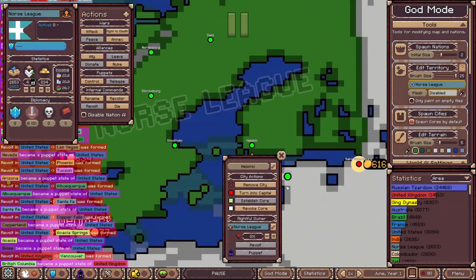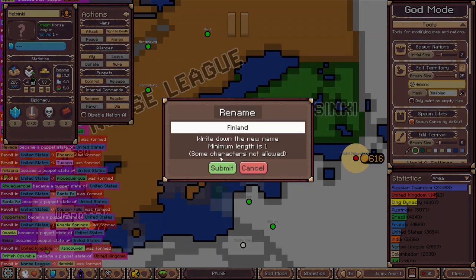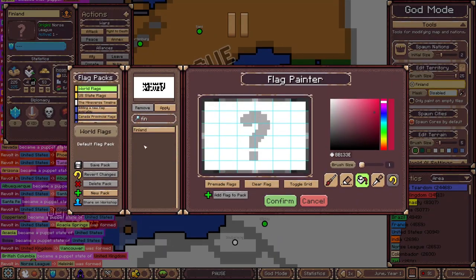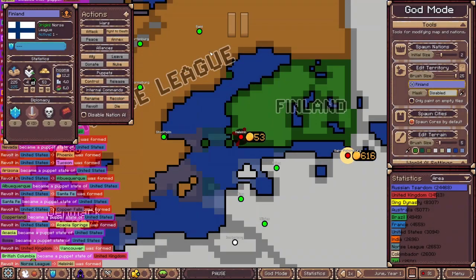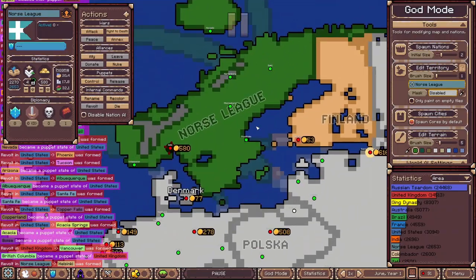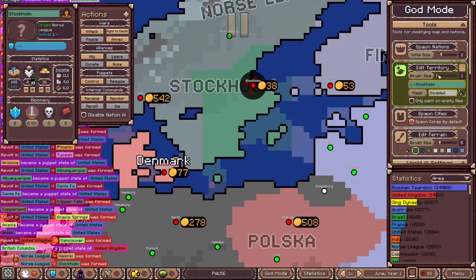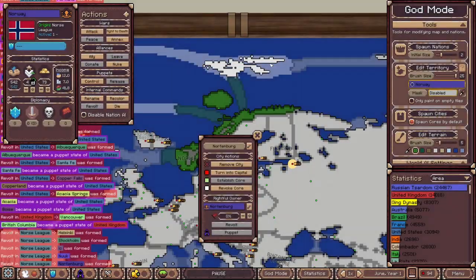In 1843, the Norse League had a civil war. One of the rebelling nations was Finland, which was in the eastern part of the Norse League. That's not the only faction. There was also Sweden, Iceland, Greenland, and Norway.